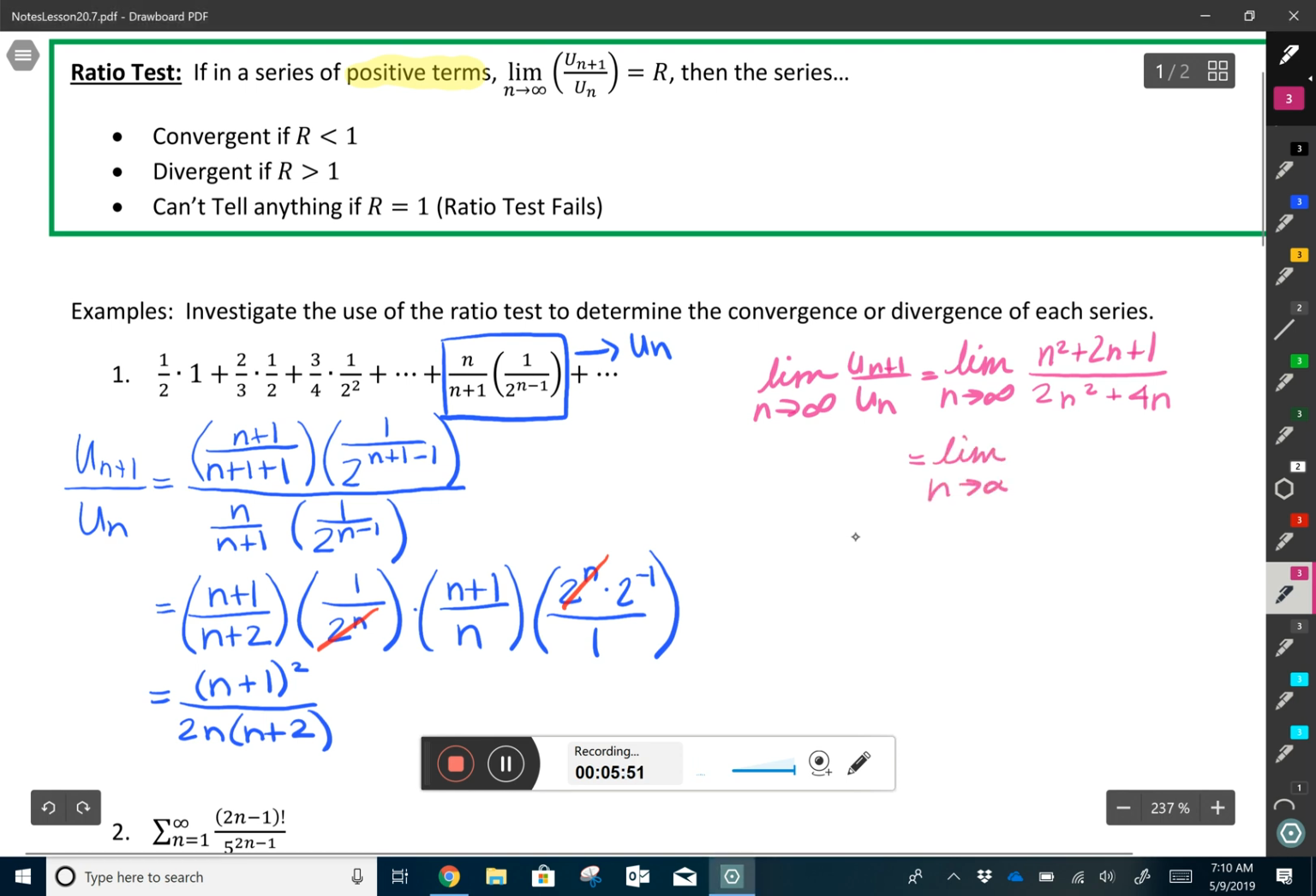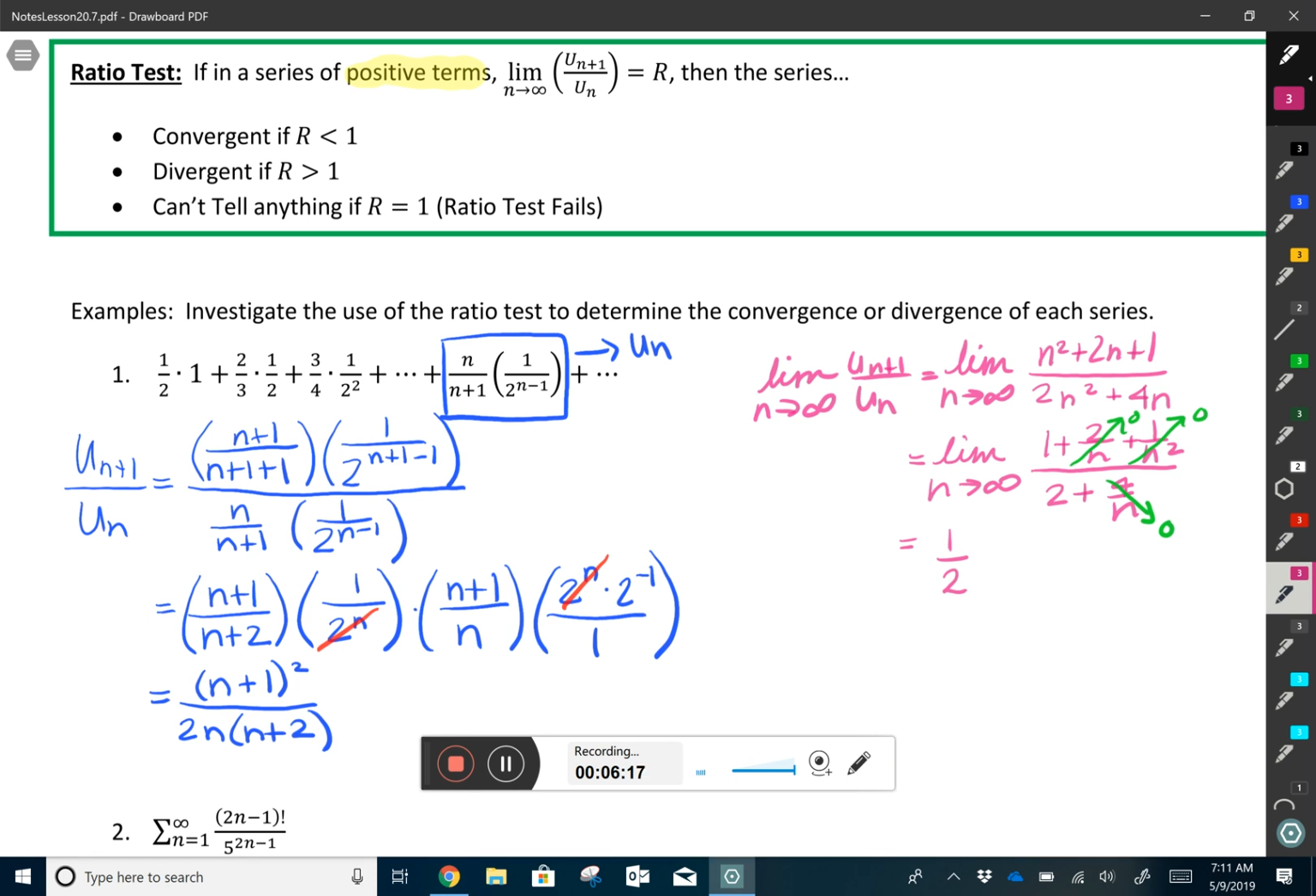However, I saw some people on their test divide by the greatest power of the numerator instead of the denominator. So we're dividing everything by n squared, so we get 1 plus 2 over n plus 1 over n squared all over 2 plus 4 over n. And looking at that, this goes to 0, that goes to 0, this goes to 0, and so we get that the limit is equal to 1/2.